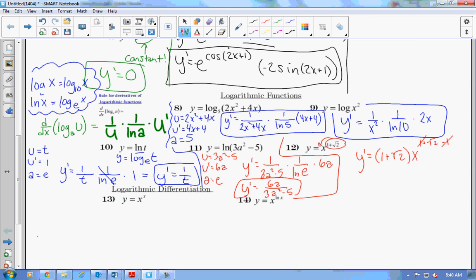So that means our exponent changes to root 2. So the only thing I was seeing here is we didn't have parentheses. 1 plus root 2 times x to the root 2. Okay?